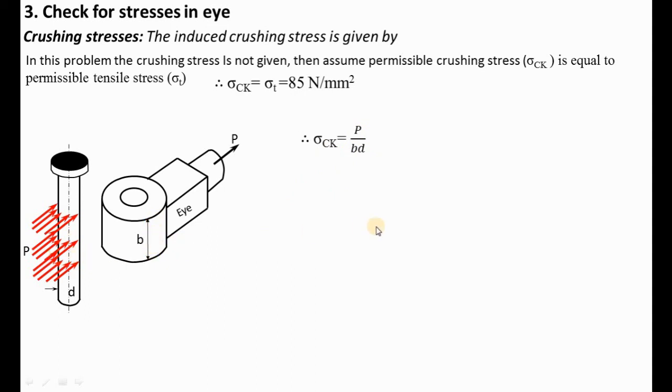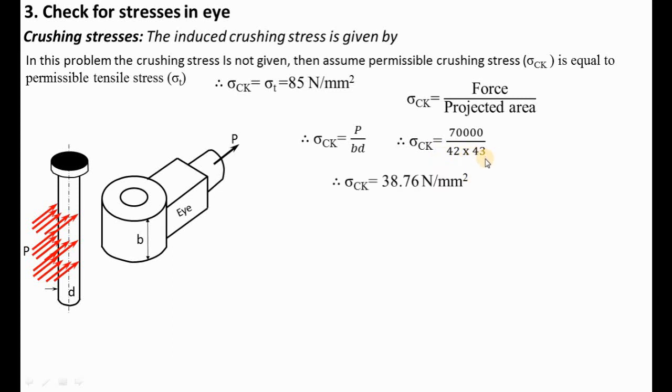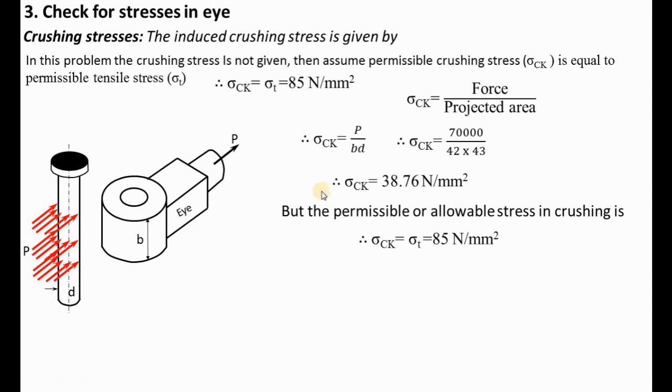We have the value of P, which is 70,000 Newton, the value of B, which is 42 as per the calculation, and D is 43 mm as per the calculation. So let us calculate sigma ck. Here sigma ck is 38.76, which is the induced crushing stress. But the permissible crushing stress is not given in the problem, so we are going to assume that the permissible crushing stress is equal to the permissible tensile stress, which is 85 Newton per mm square.